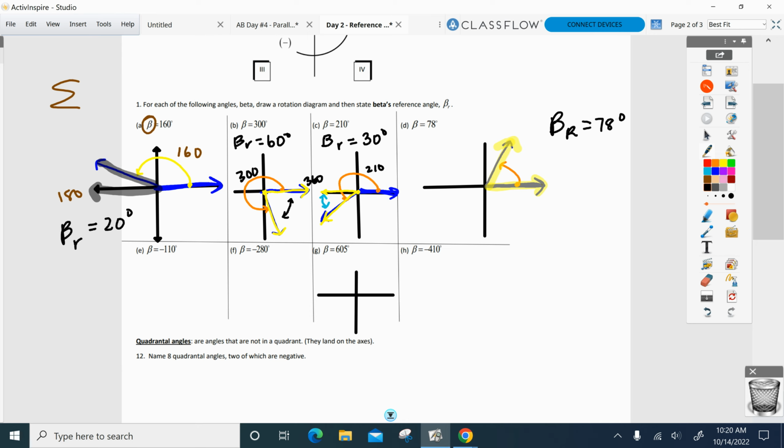Anything you want to ask? Because we've hit all the quadrants. Now all I've got to do is, what if it's bigger than 360, or negative? Anything we want to ask? Always use 360 and 180 in your calculations, never 90 or 270. All right, let's go hardcore.